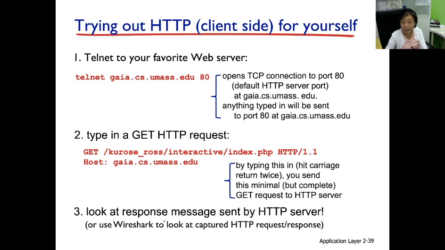Good. Now we're ready to look at an example of what HTTP requests and responses might look like in real life and in action. What I will show you in the demo coming next is to Telnet to a web server, using the machine the textbook author has set up for us. We'll telnet to gaia.cs.umass.edu at port 80. This opens a TCP connection to port 80, where a web server is already running. Anything typed in will be sent to port 80.